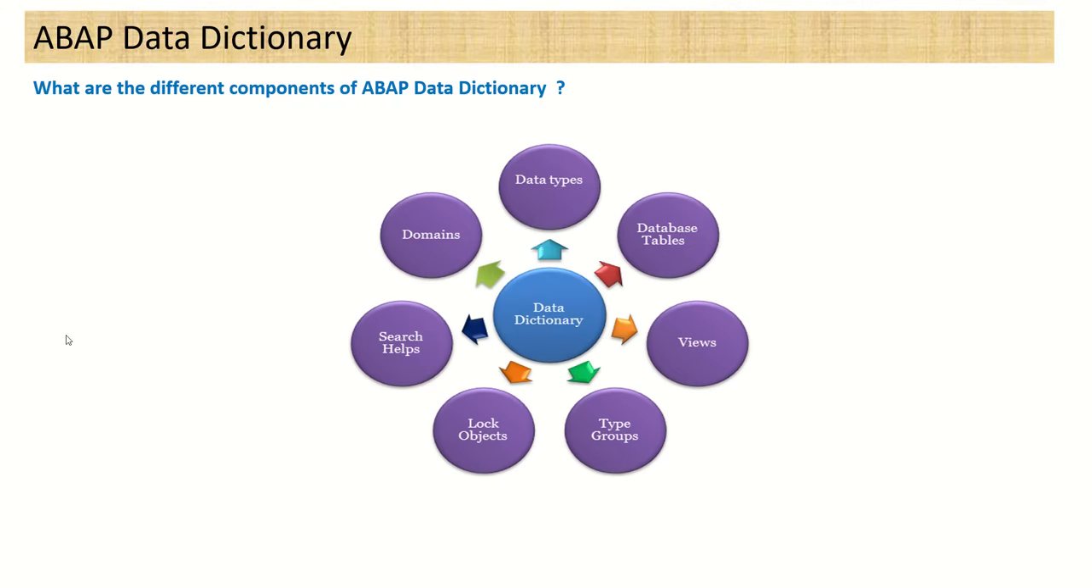Now let's see what the different components in the DDIC are. In the DDIC, we can create and manage objects like domains, data types, database tables, views, type groups, lock objects, and search help. I'm going to explain all the objects one by one.